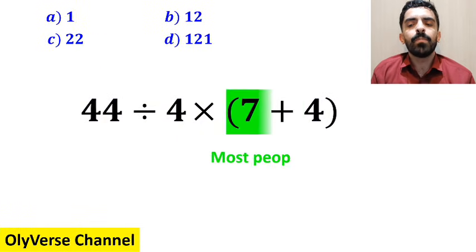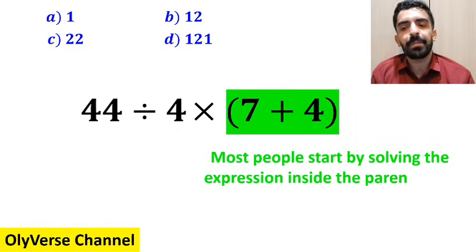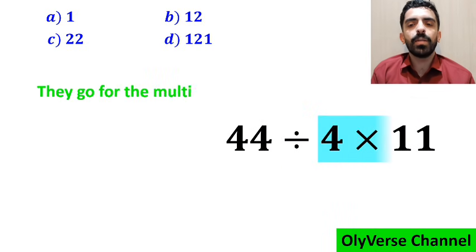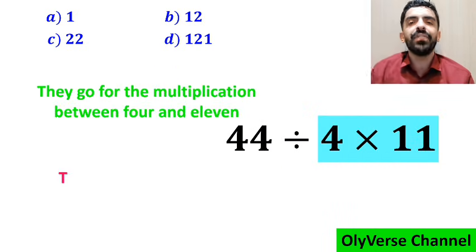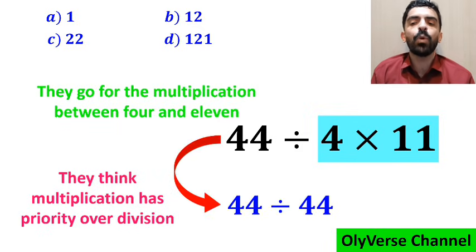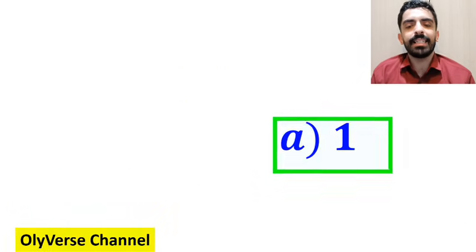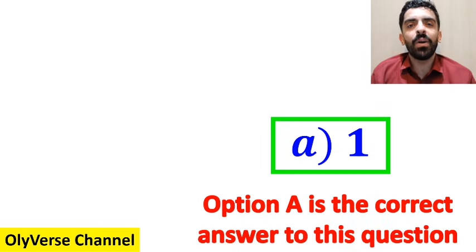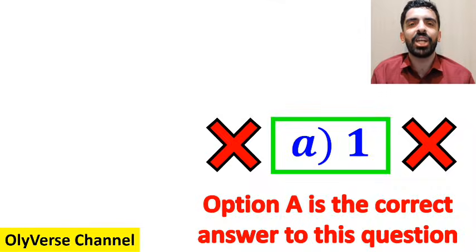And the first step, most people start by solving the expression inside the parenthesis and replace it with 44 divided by 4 multiplied by 11. And the next step, they go for the multiplication between 4 and 11 because they think multiplication has priority over division. So, this expression simplifies to 44 divided by 44, which finally gives them the answer 1. And immediately, they quickly say that option A is the correct answer to this question. However, it's not the correct answer to this question.